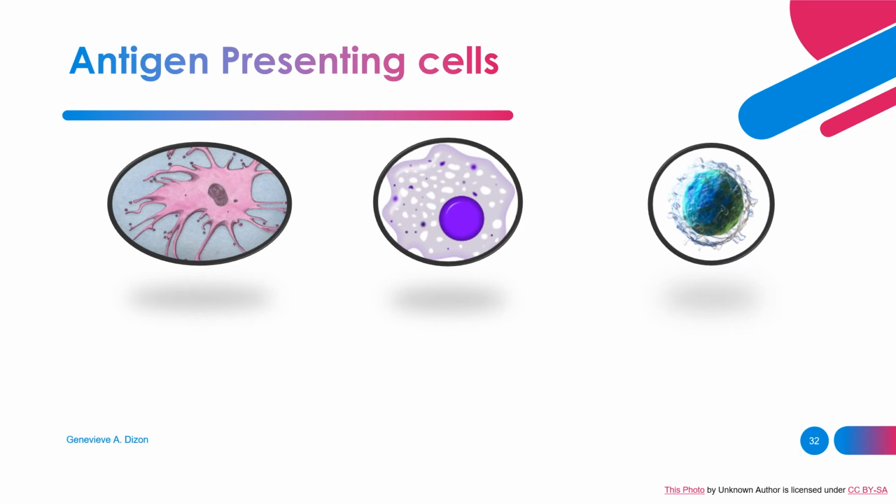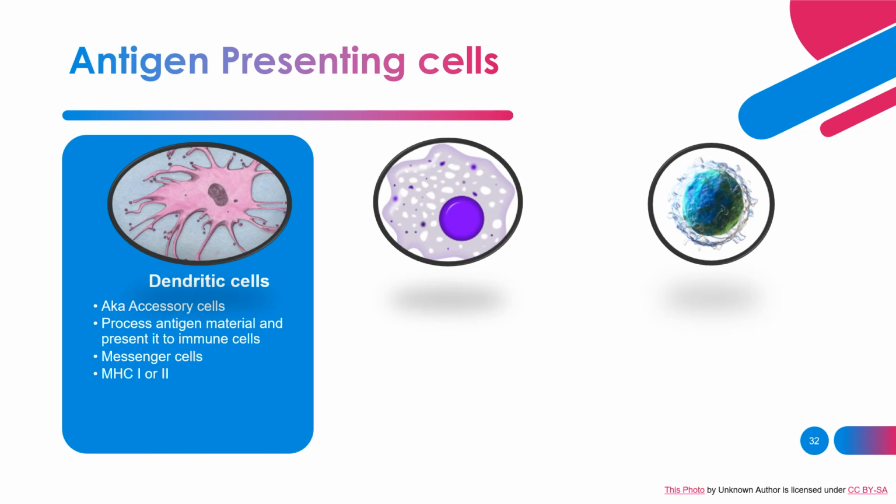So that means all of these three cells are able to showcase the antigen like little flags on their surfaces, so that other immune cells that have not encountered the antigen yet will be warned that there is a pathogen in the surrounding and that they should keep a lookout for them.